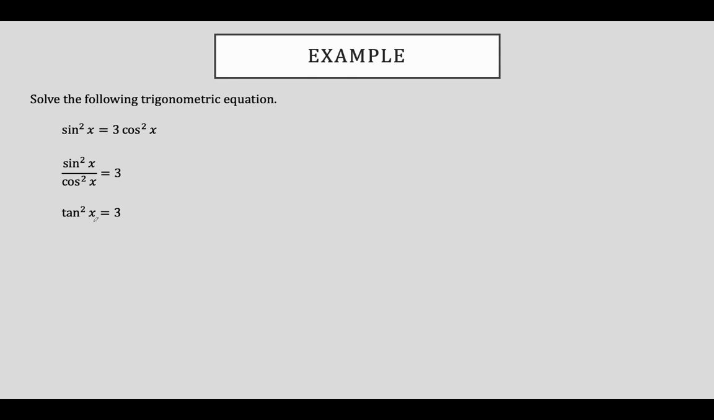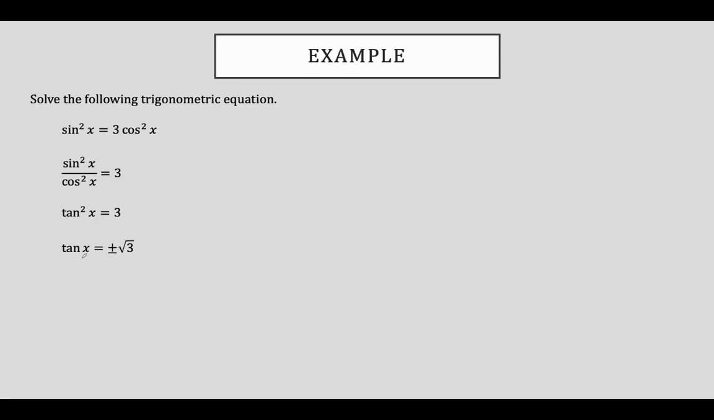And to do so, we would have to take the square root of both sides. Taking the square root of tangent squared x gives me tangent of x, and taking the square root of the right-hand side gives me root 3. Now, remember, whenever we take the square root of a variable, which we are doing in this case, we have to recall that there are both positive and negative roots that we have to include. So we get the tangent of x is equal to plus or minus the square root of 3.